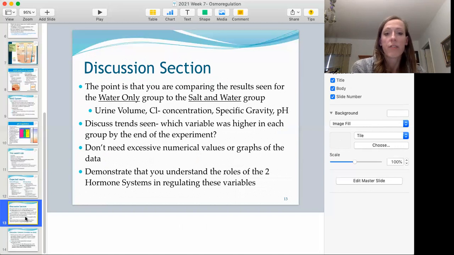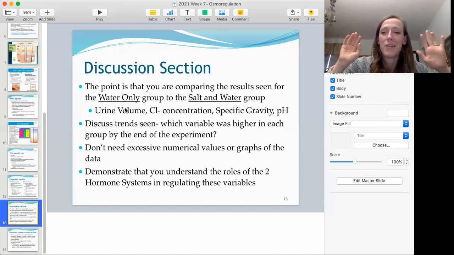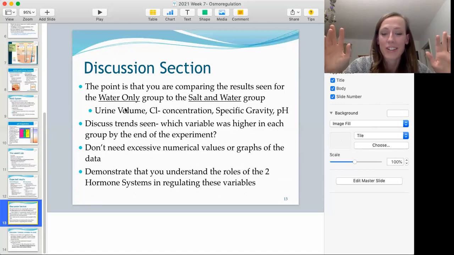Again, I can't stress enough, the point is that you're comparing the results between the two groups, not comparing the results in one group from the beginning to the end of the experiment. For example, some of you probably haven't peed all night when you come to class. You may not have peed since you went to bed the night before. Your urine volume is going to be pretty high, regardless of whether you drank salt or drank water and ingested salt. The first time point will probably have the highest urine volume.